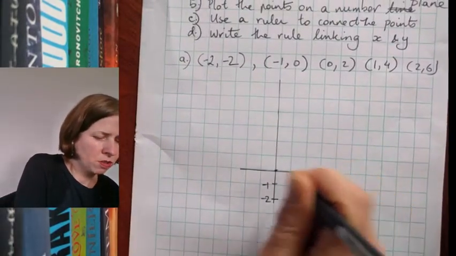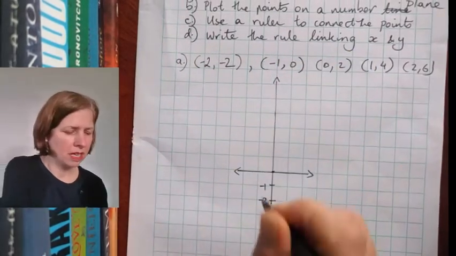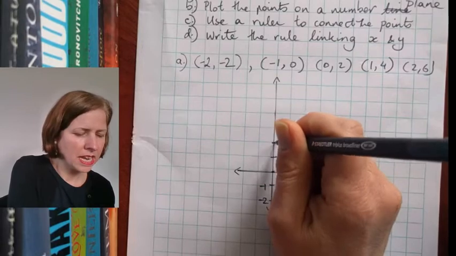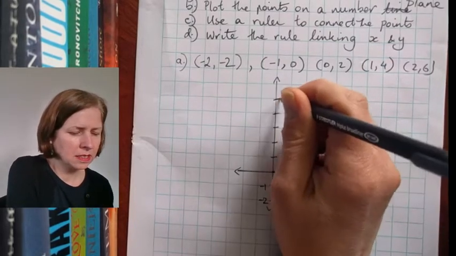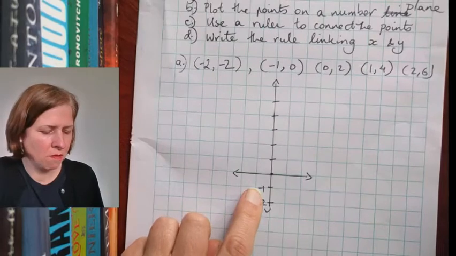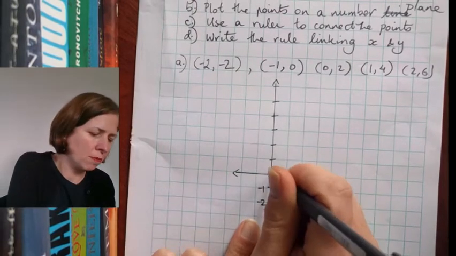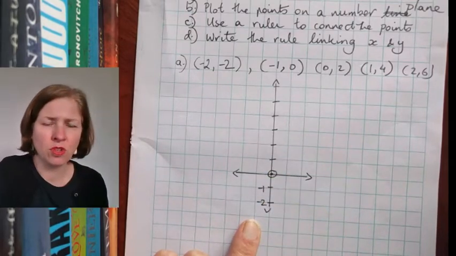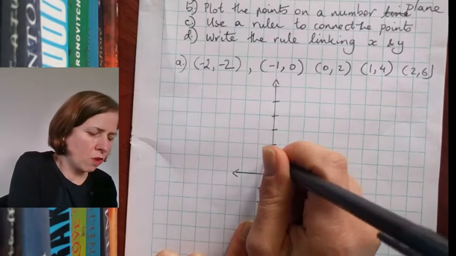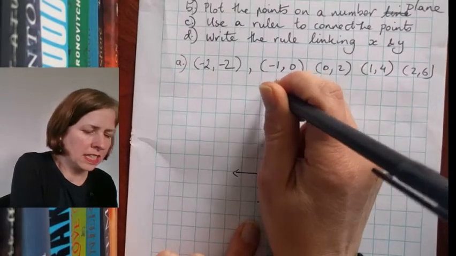Now I put arrows on both sides, and I'm going to mark little lines on each of the grid lines, and I'm going to label those with the numbers. So from -2 up to -1, that one's 0. I don't need to mark that, it's the origin, but what I can do is just put a little circle around the origin, and then I've got 1, 2, 3, 4, 5, 6.